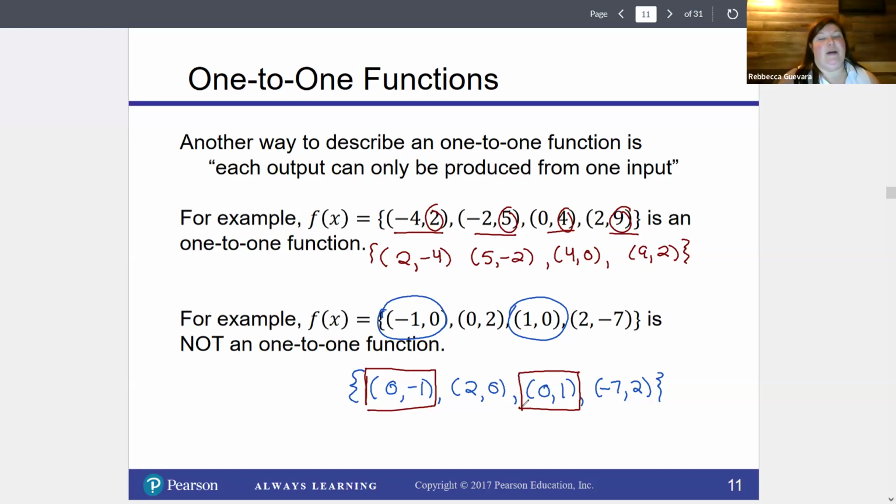So this is what we're talking about with being one-to-one. I shouldn't have the y value repeat more than once. It should not come from multiple points. It should only be one point that produces it. If that doesn't happen, we can't have an inverse function. We can have an inverse relation, but not a function.